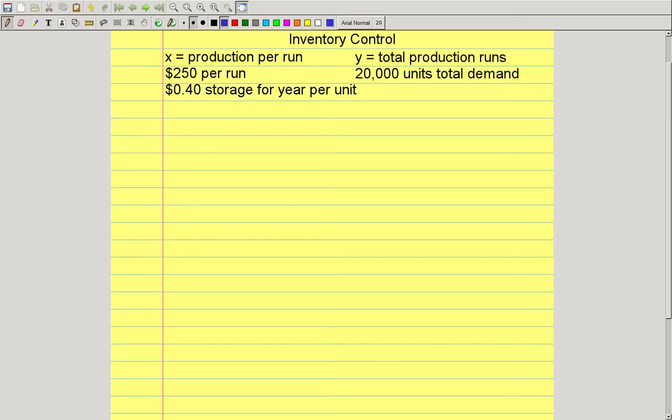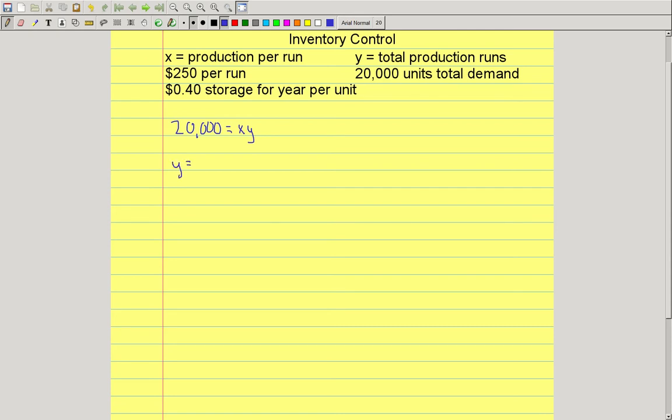Here we have the pertinent information from our problem collected: $250 per production run and 40 cents storage per unit per year, in addition to 20,000 total units. Setting up our problem, we're going to use X to represent the production per run and Y to represent the total number of production runs. We need the product of those two numbers to equal 20,000, which is our total demand. So we're going to start there.